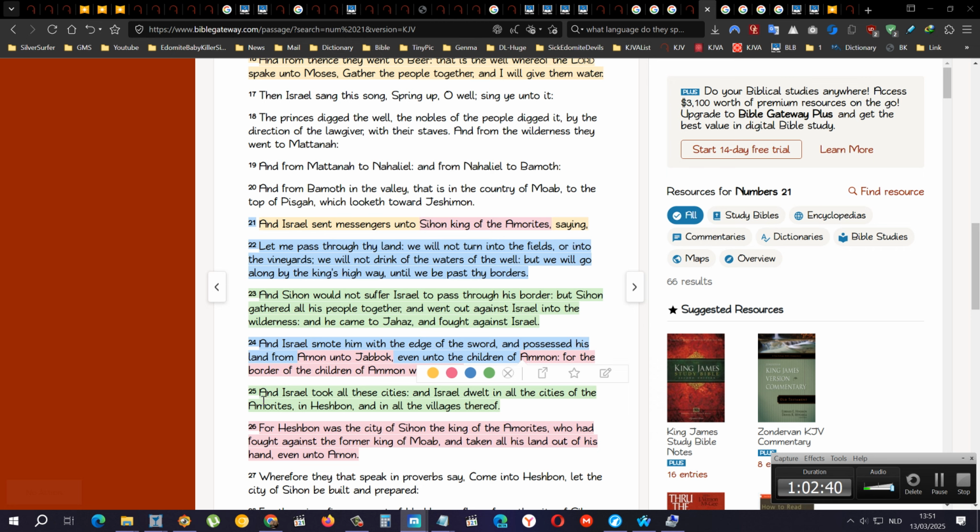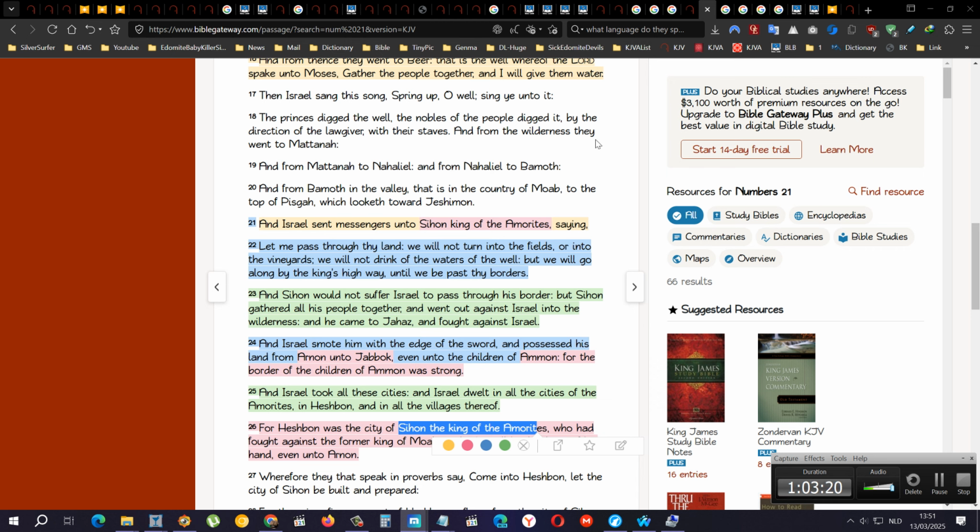Let me see, I think it's here. And Israel took all these cities, and Israel dwelt in all the cities of the Amorites, in Heshbon, and in all the villages thereof. For Heshbon was the city of Sihon, the king of the Amorites. Oh yeah, here it is. Who had fought against the former king of Moab. See, that's what it was. And taken all his land out of his hand, even unto Arnon. So, from Arnon to Jabbok, the Ammonites wanted it, but Sihon took it from Moab. So he was full of it in the first place.